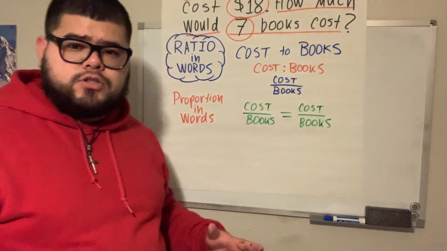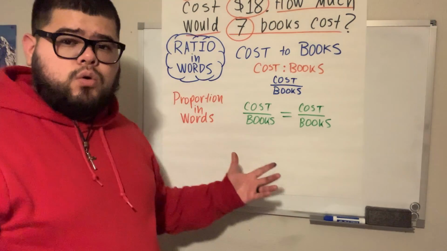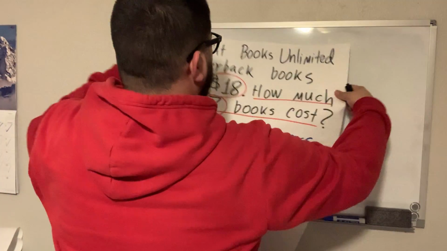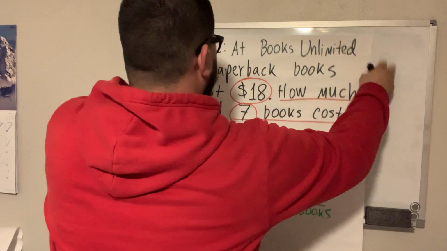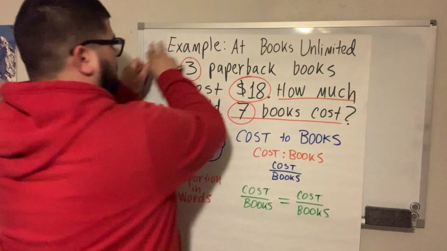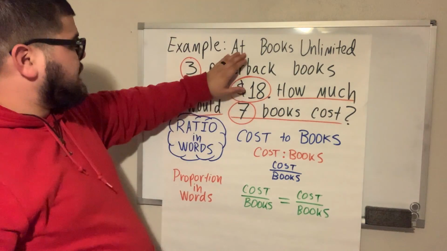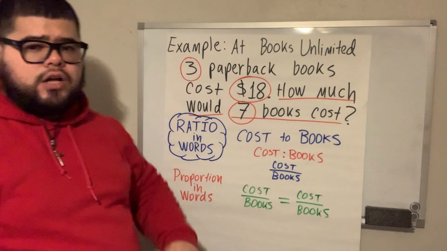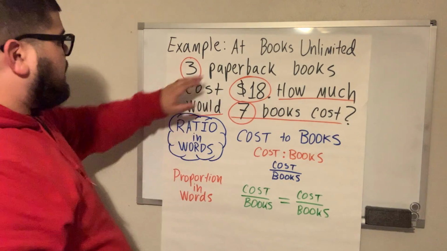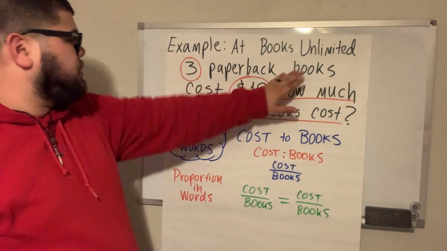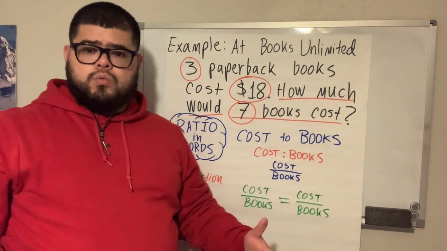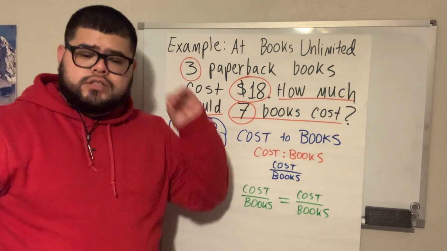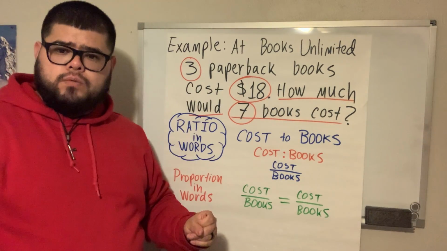Okay, so again, we have to use what we know to figure out what we don't know. So let's go back to the word problem and see what we know. Let's read it one more time. It says, at Books Unlimited, 3 paperback books cost $18. So we know that 3 books cost $18. That is what we know.